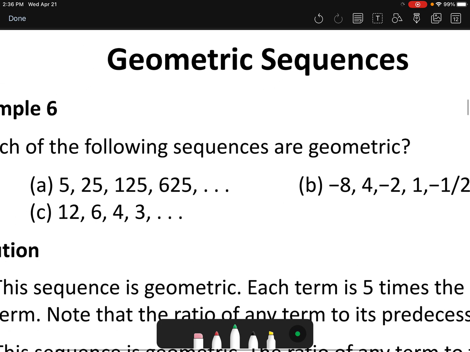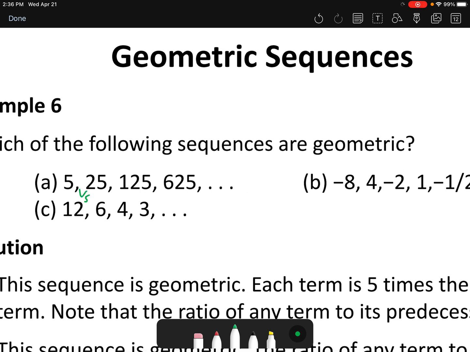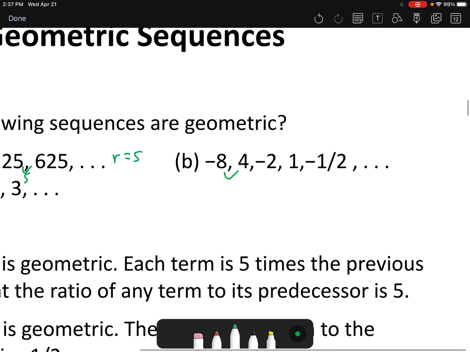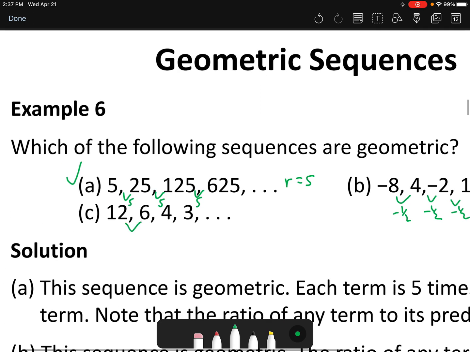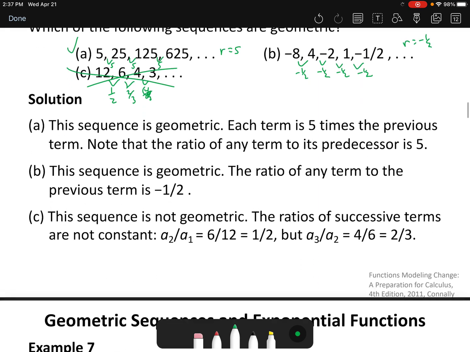So, which of these are geometric? Let's see. 5 times 5, 25 times 5, 125 times 5. That's geometric because the common ratio is 5. How about this one? Divide by -2 or multiply by -1/2, -1/2, -1/2, -1/2. Yep, the common ratio is -1/2 or -0.5. How about this one? Divide by 2. Oops, nope. That's 2/3. So this is not geometric, because there's not a common ratio.